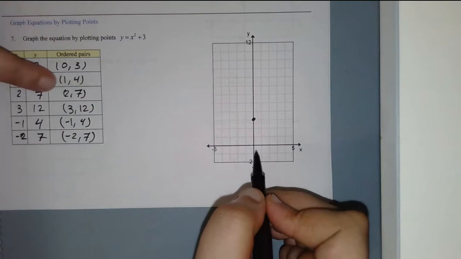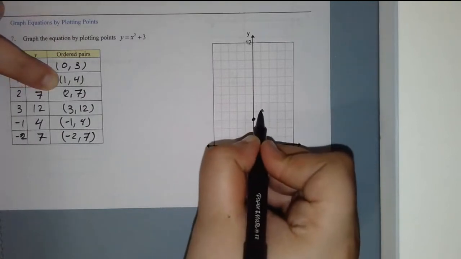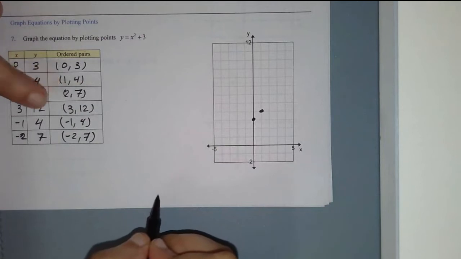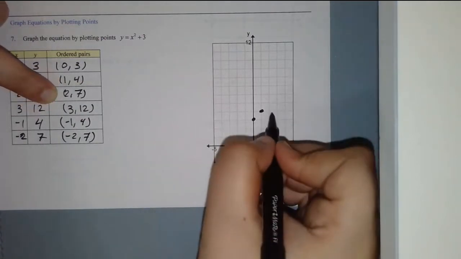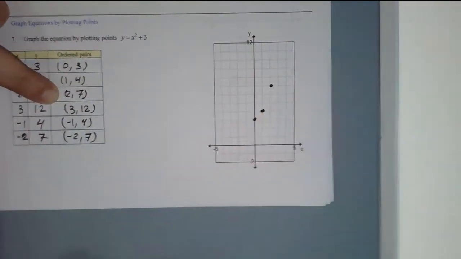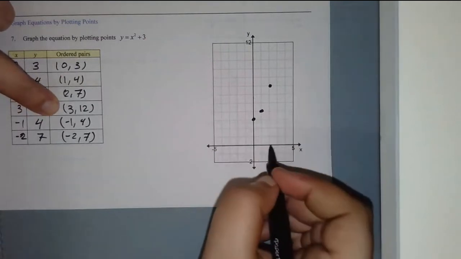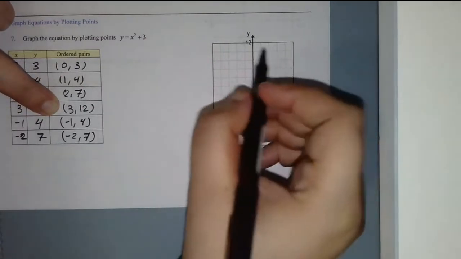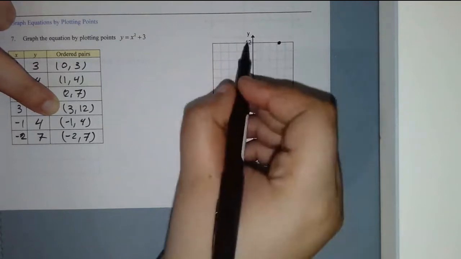Okay, next one, 1 and 4. So 1 for x, 4 for y, which is right here. 2 and 7. 2 for x. This is 4, right? 5, 6, 7 for y. It's right here. 3 for x, 12 for y. The number 12 is over there, so I'm just going to put it right here, all the way up top.